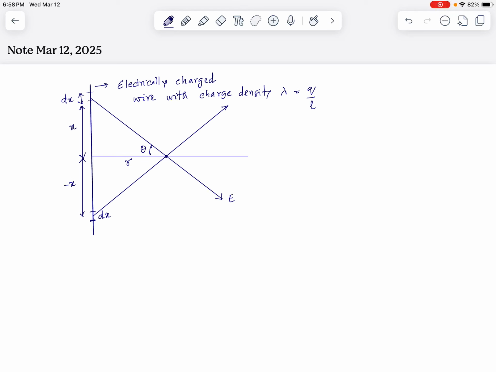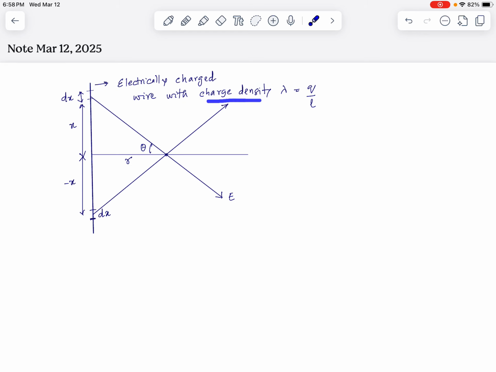So in this video, we will look at the electric field E near a charged wire, an electrically charged wire, that has a linear charge density of lambda equals the charge of the wire divided by the length. Now we want to find the electric field at a distance r from this wire.